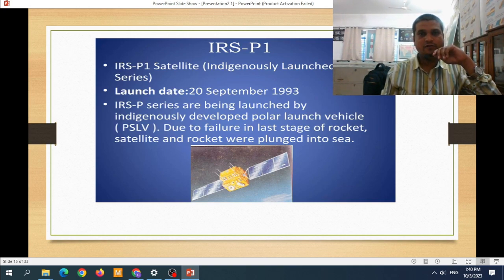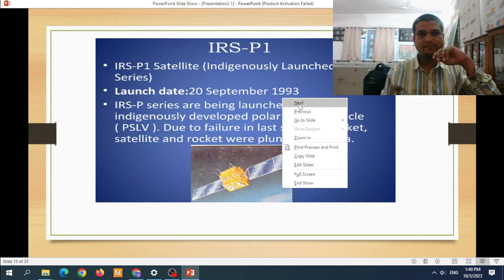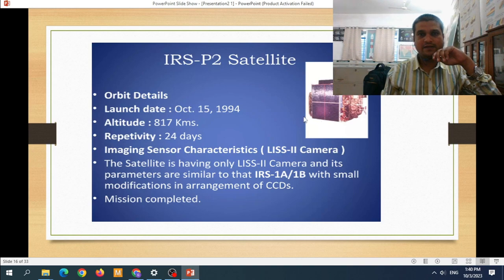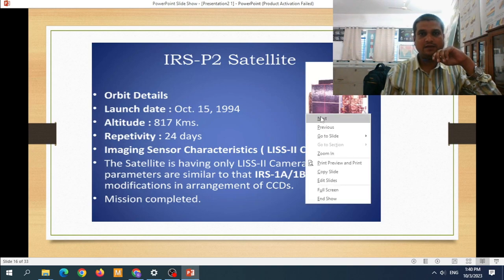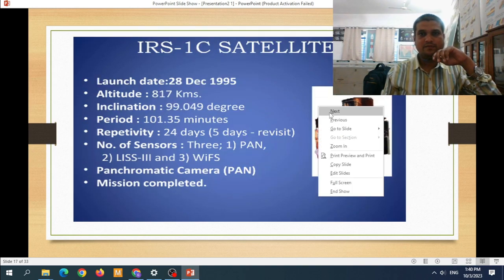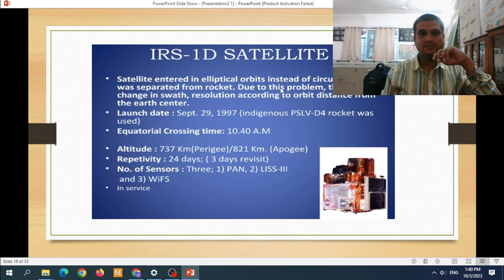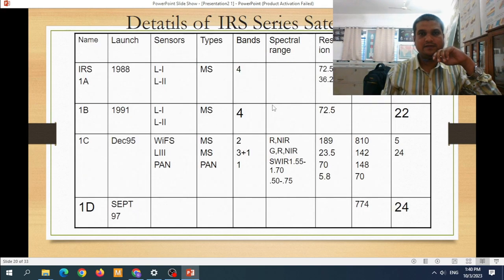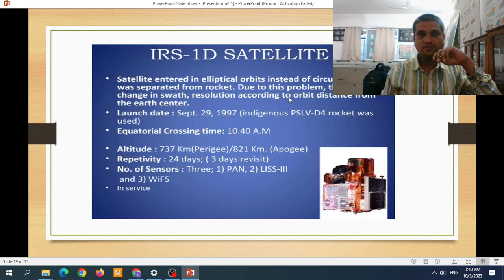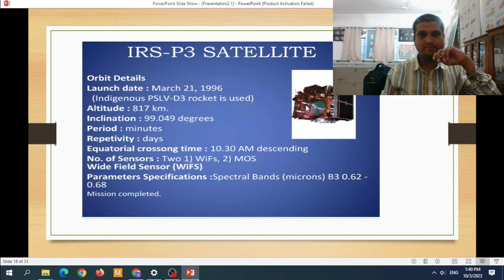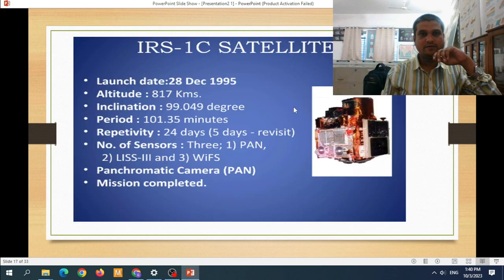Then third is IRS P1, that is the P series satellite launched on 20 September 1993 and developed for the polar launch vehicle. Due to failure of the last stage of the rocket, the satellite and rocket plunged into the sea. So it is not successful as IRS P1. You have to remember, you can see the difference between IRS P1 and IRS P2. This is the P series of satellites: IRS P1, P2, and 1C.